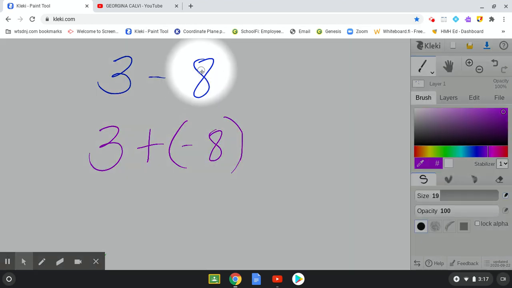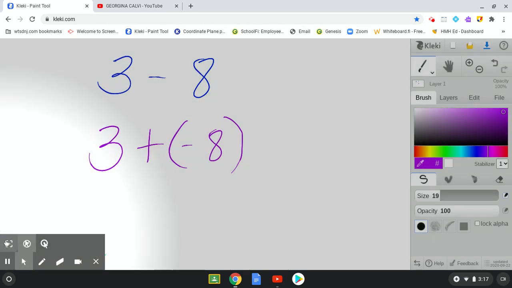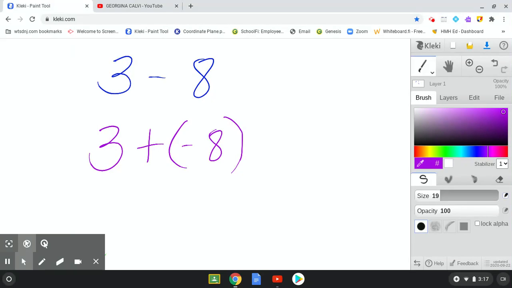Now, one mistake students make is they associate this subtraction sign with this as being a negative 8. Nope, this is a subtraction sign. This is a positive 8, all right? So now I am back to having an addition problem like we learned yesterday. So 3 plus negative 8.